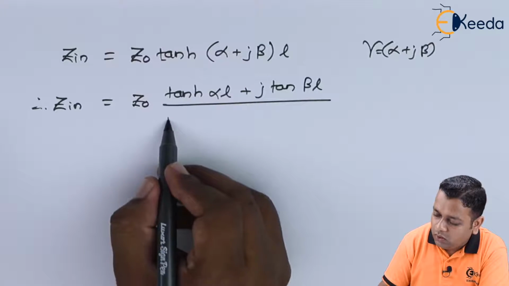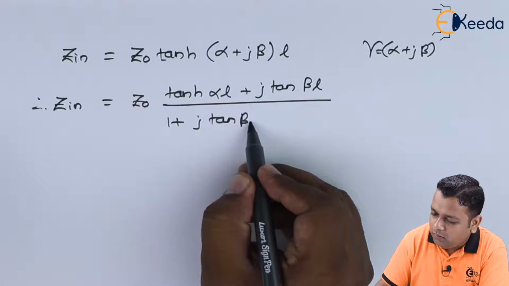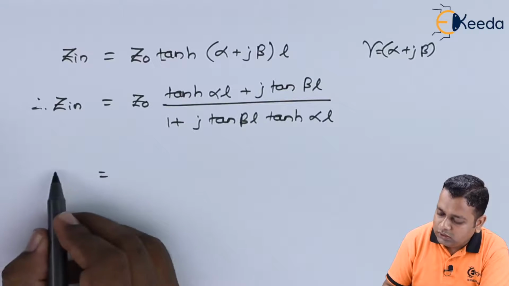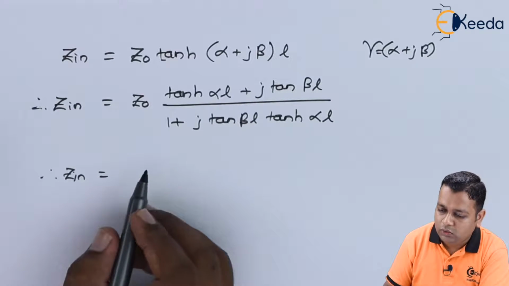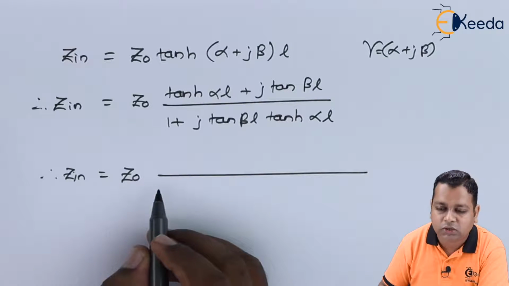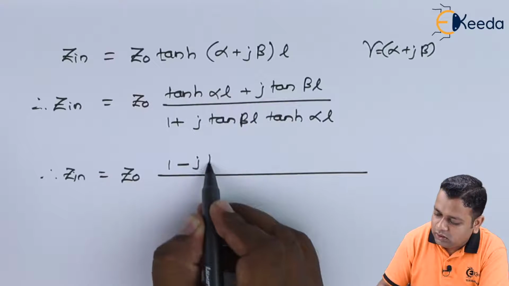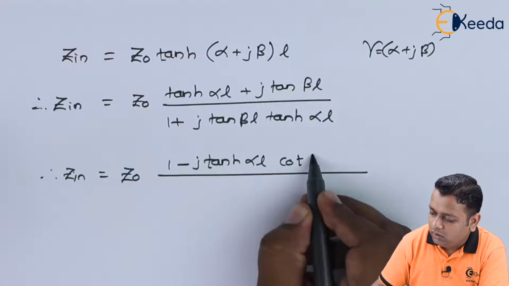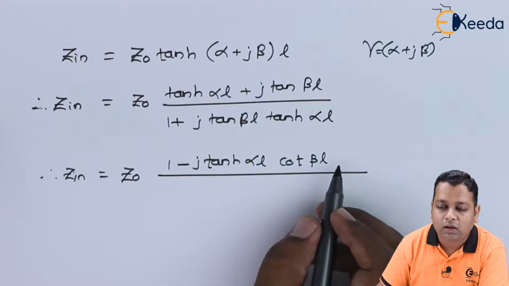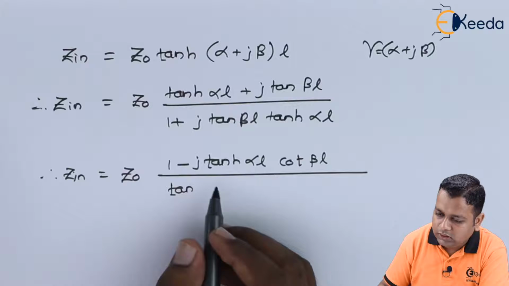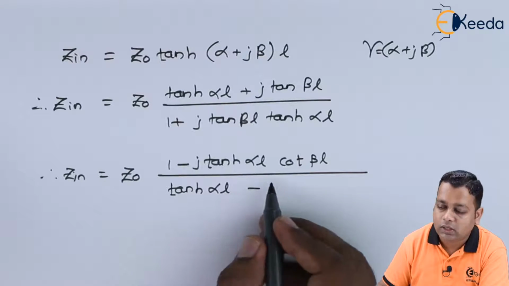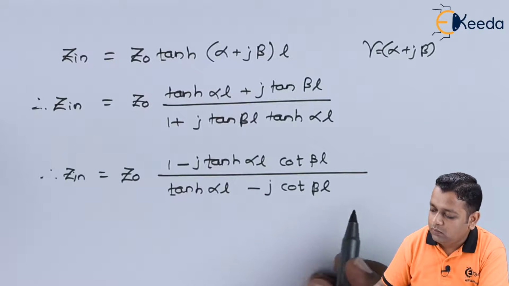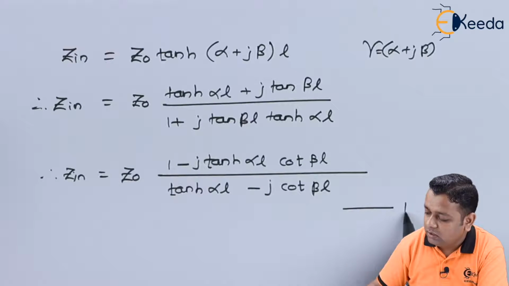This is divided by 1 plus j times tan of beta L multiplied by tanh of alpha L. We can also express the input impedance Zin in a form where the characteristic impedance is multiplied by a ratio whose numerator is 1 minus j times tanh of alpha L multiplied by cot of beta L, the inverse of the trigonometric tan function, whereas the denominator is tanh of alpha L minus the imaginary portion j times cot of beta L. This form of the equation for the input impedance Zin is represented by equation number 1.